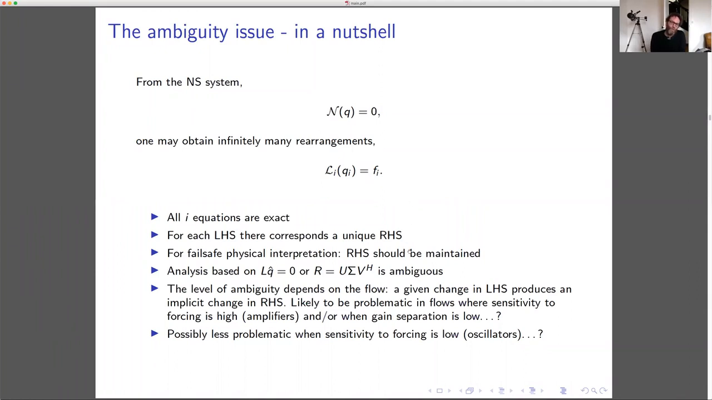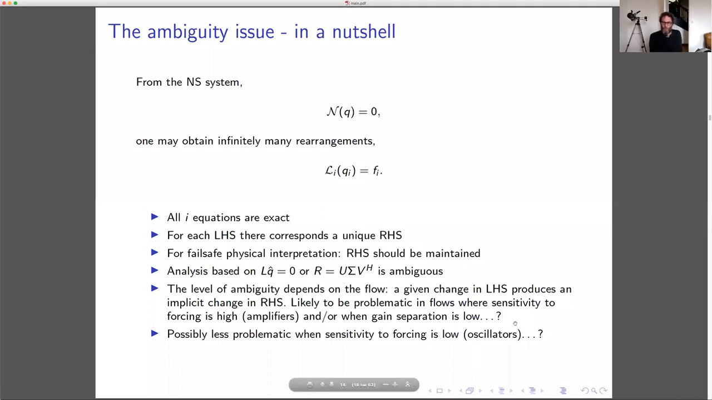But what we're showing here is that you can't just throw away or overly simplify the right-hand side. So analysis based on either the homogeneous system here or the inhomogeneous system, where you make a simplifying assumption about the forcing, that can be, it is ambiguous.